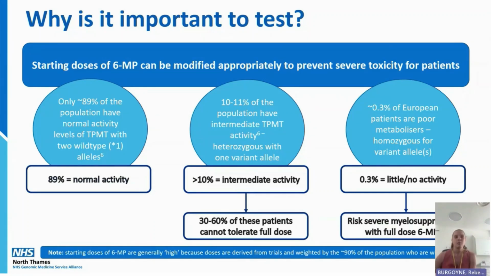And I just added at the bottom there a note to say that the starting doses of 6MP are generally high because the doses are derived from the trials, and these trials and the outcomes were weighted by about the 90% of the population who are wild type. So actually the starting doses of 6MP that we use are generally high, especially for these patients that don't have that normal activity.